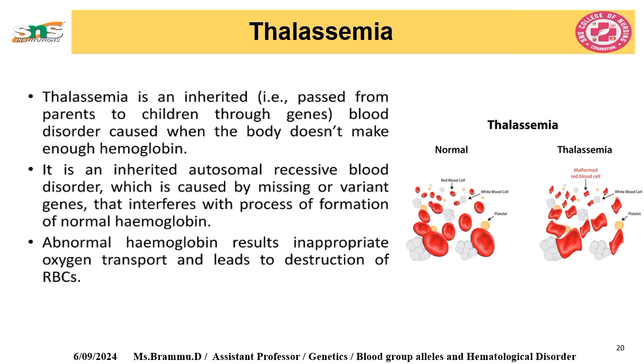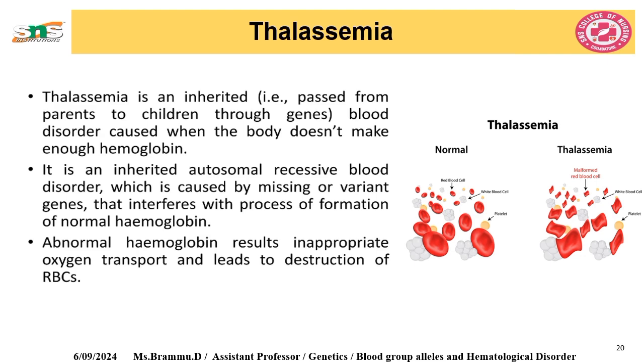So the next hematological disorder due to genetic makeup is thalassemia. This is usually an inherited disorder passed from the parents to the children through genes, and this causes a major impact on the hemoglobin, which is abnormal, resulting in inappropriate oxygen transportation and leading to the destruction of RBCs. So here the RBCs are very easily destroyed.